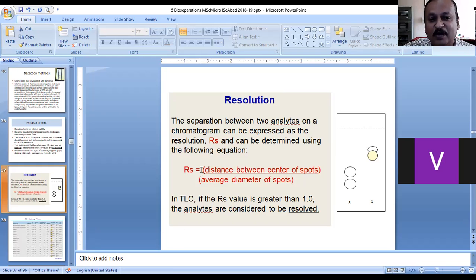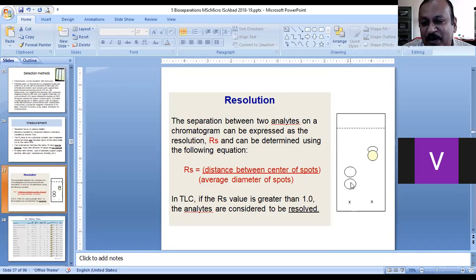So for resolution, we have a formula. If there are two spots here and I calculate the distance between the centers of the spots, say 1.5 centimeters, and I calculate the average diameter of the two spots, that is the diameter of spot 1 plus the diameter of spot 2 divided by 2, then this average diameter should be less than the distance between the centers of the spots.